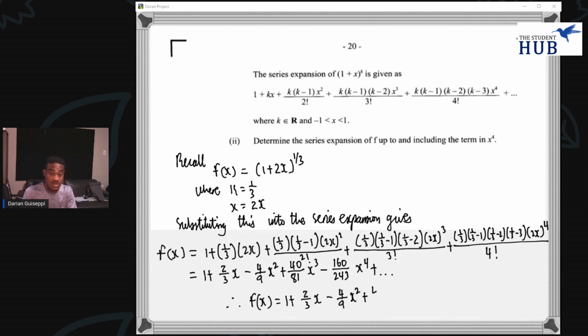Therefore, f of x is equal to 1 plus 2/3 x minus 4/9 x squared plus 40/81 x cubed minus 160/243 x to the power of 4. And that is it. We stop at x^4. So you're good to go there. And that's basically it.